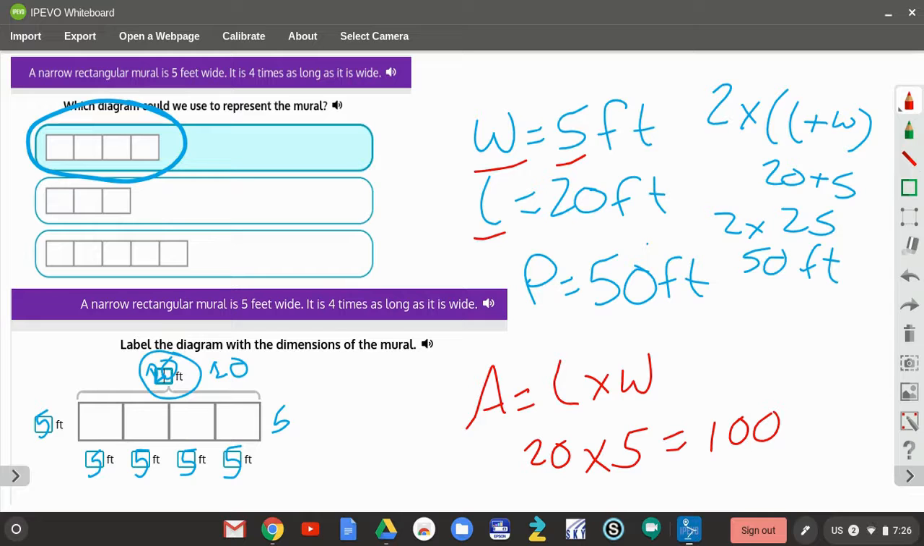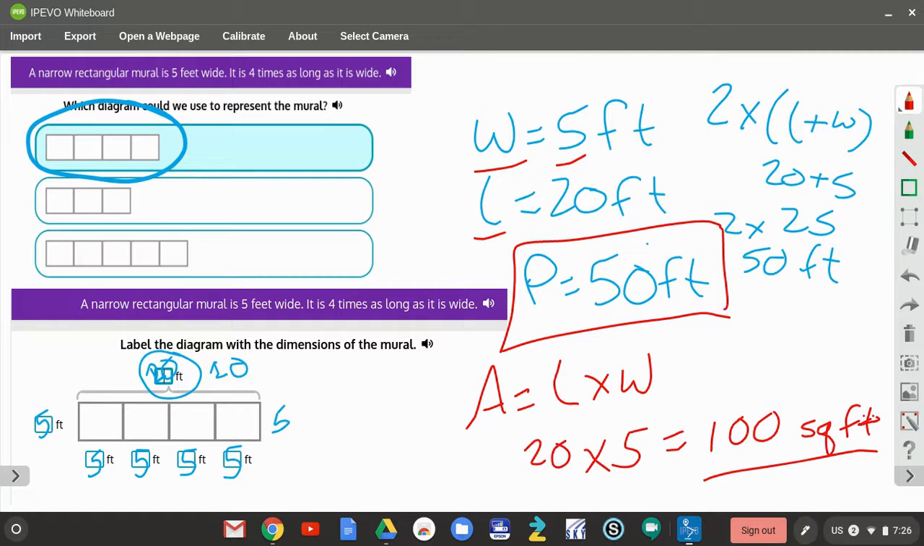So 100. And I have to label that square feet. Because remember, area tells us the inside, so it's called square feet or square whatever unit. Okay, so the area for this rectangle is 100 square feet. And the perimeter is 50 feet.